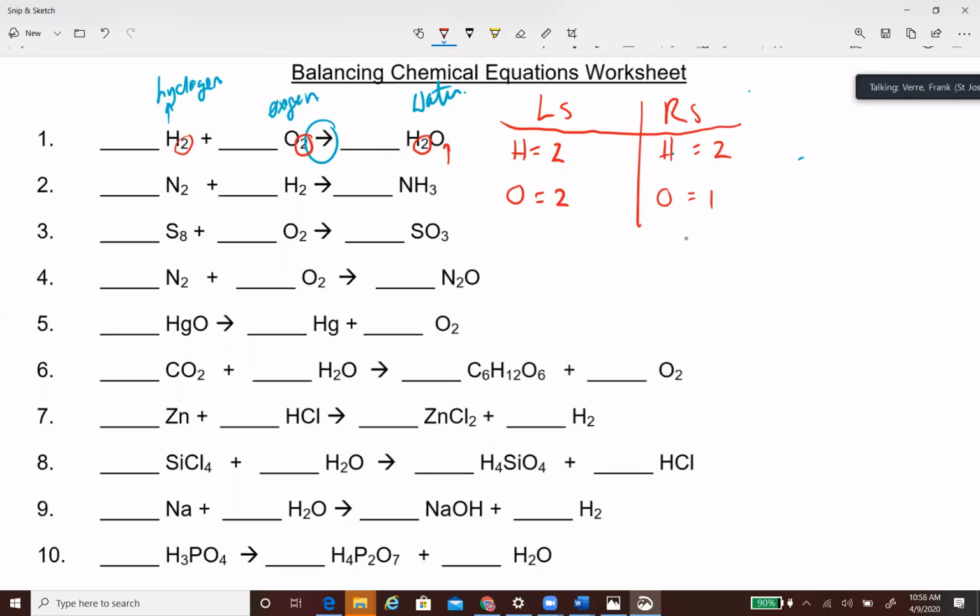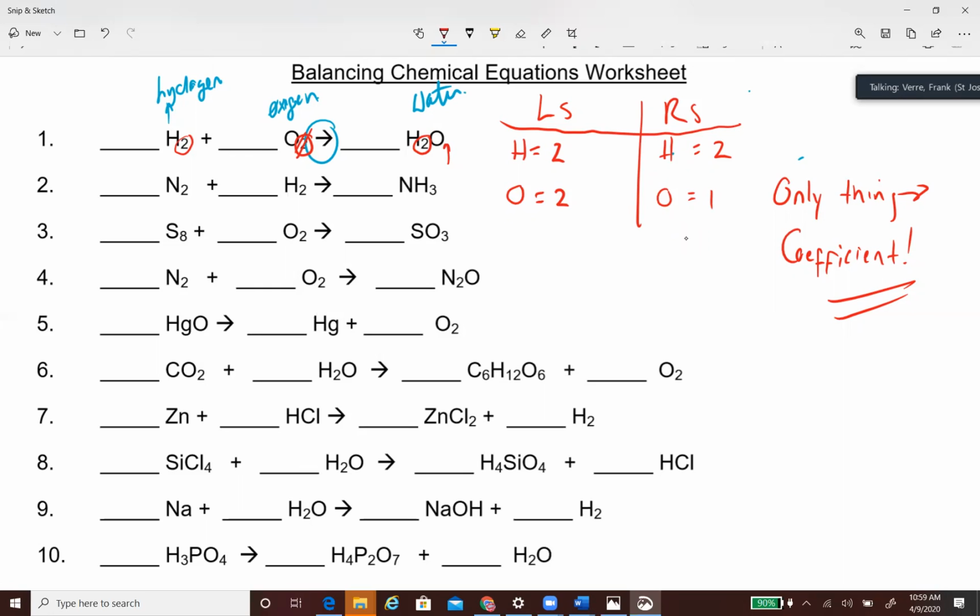So what I got to do is I got to figure out a way to make sure that they're the same. The only thing I can mess around with when it comes to balancing, this is important, the only thing I can change is the coefficient. That's the only thing I can change. I can't cheat and take this oxygen and make it a 1. Okay, now it's balanced. I can't do that. So what I can do is I can put numbers in front. This is the coefficient that will allow me to balance this out.